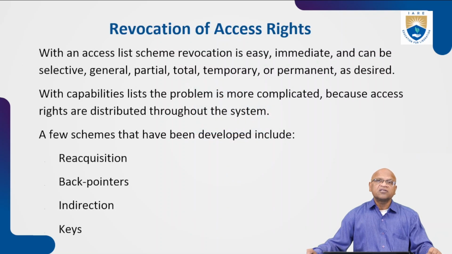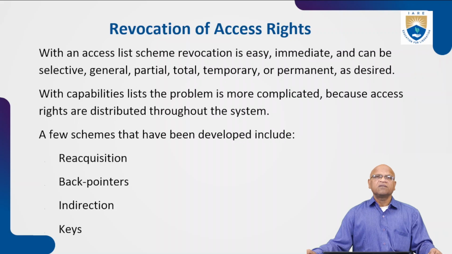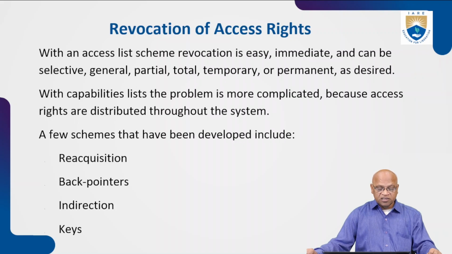So, revocation of access rights. With an access list scheme, revocation is easy, immediate, and can be selective, general, partial, total, temporary, or permanent as desired. With a capability list, the process is more complicated because the access rights are distributed throughout the system. So a few schemes that have been developed include reacquisition, back pointers, and indirection keys.